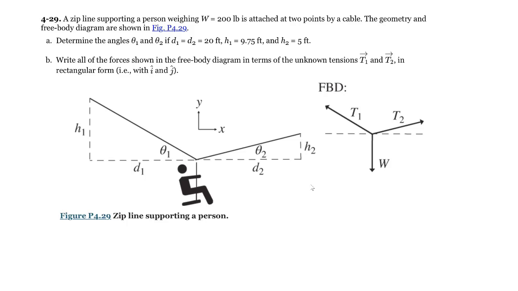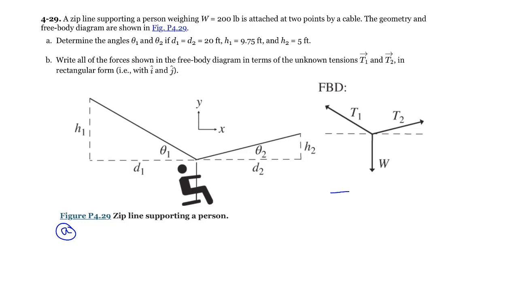Part A is not too difficult. Basically, A is just saying we have a zip line. This is a zip line supporting a person whose weight is 200 pounds, attached at 2 points by a cable. So this is a cable that they're using to go down the zip line. And then the geometry and free body diagrams are shown basically in both of these.